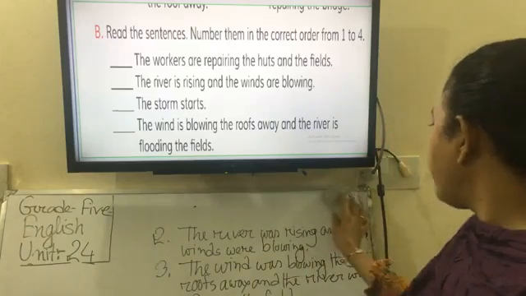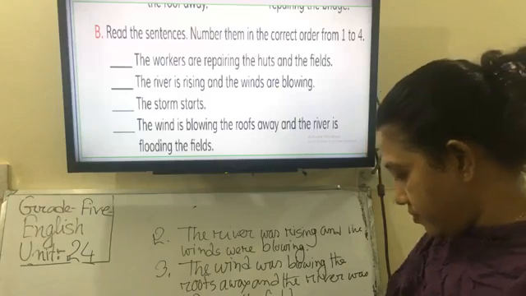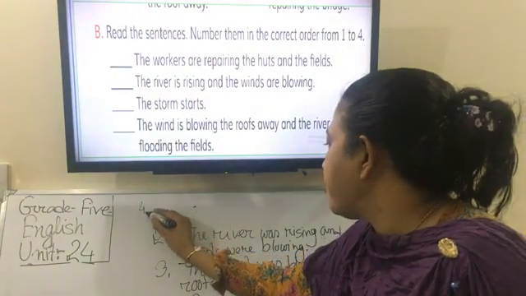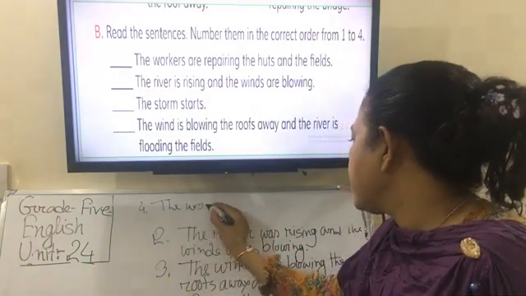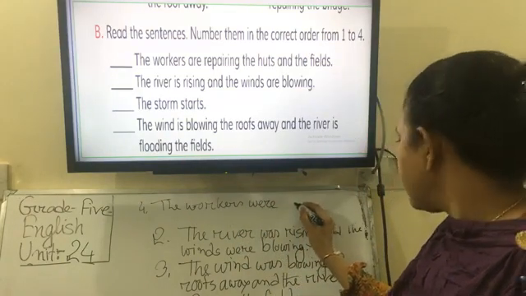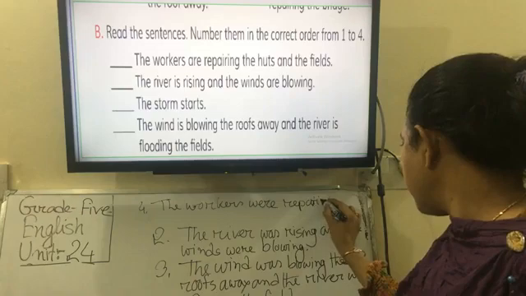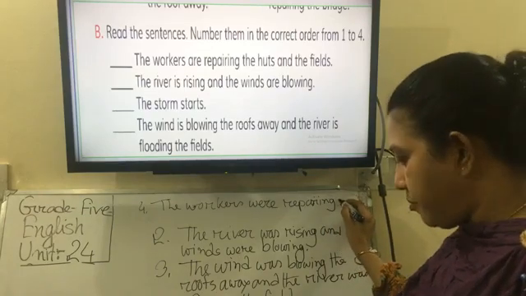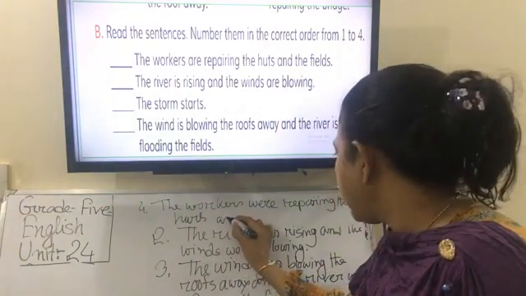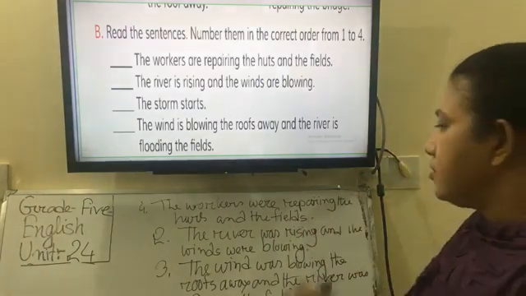I erased it from the board, first one, because my board is very small. Number four, the workers were repairing the huts and the fields.